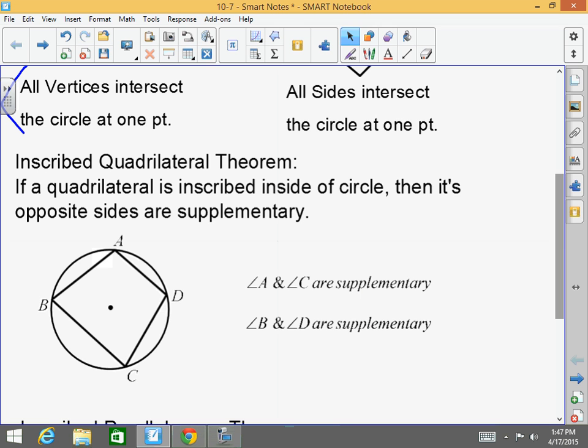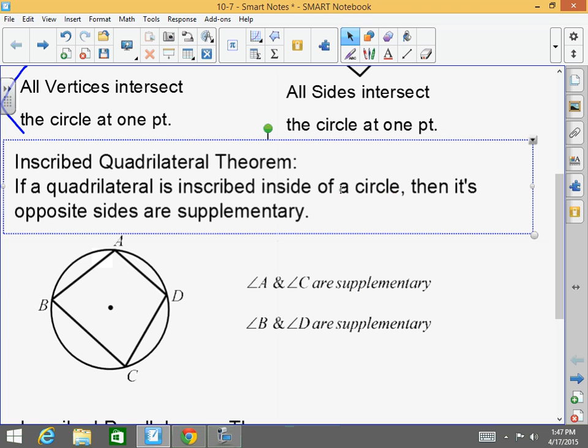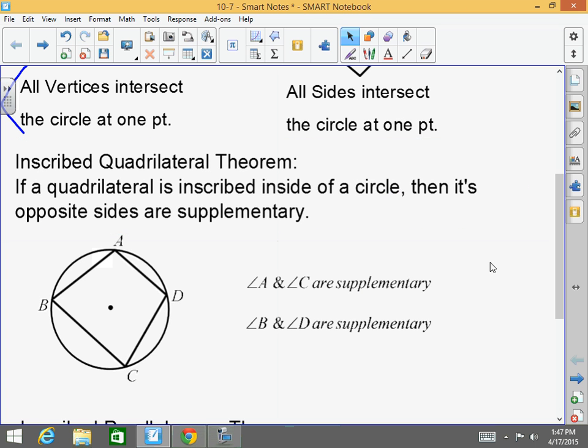Now, the inscribed quadrilateral theorem. If a quadrilateral is inscribed inside of a circle, then its opposite sides are supplementary. So this should be inside of a circle. Then its opposite sides are supplementary.